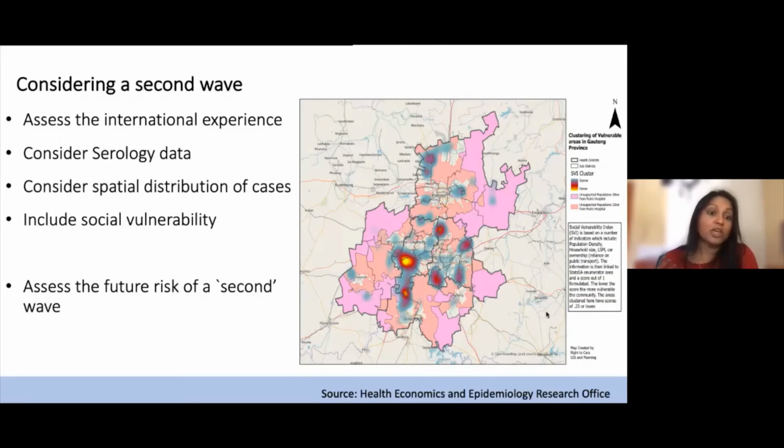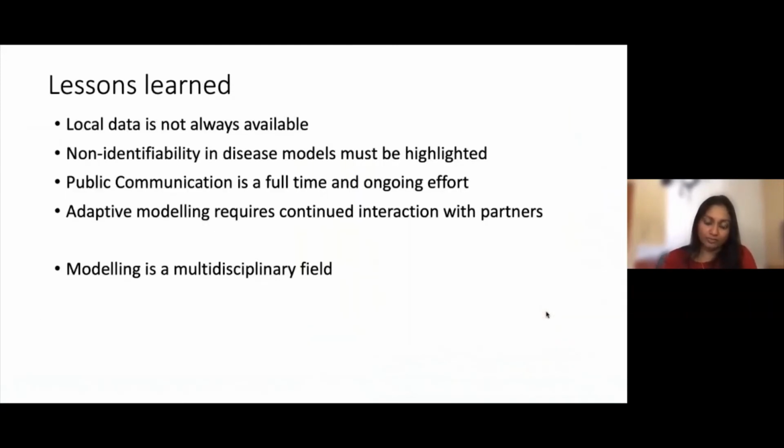We're looking at the spatial distribution of cases as well as measures of social vulnerability throughout the country. The ideas on population density and the connection between social vulnerability and the epidemic as we know it. And using all of these factors, we hope in the next few weeks to be able to assess the future risk and timing of a second wave in South Africa.